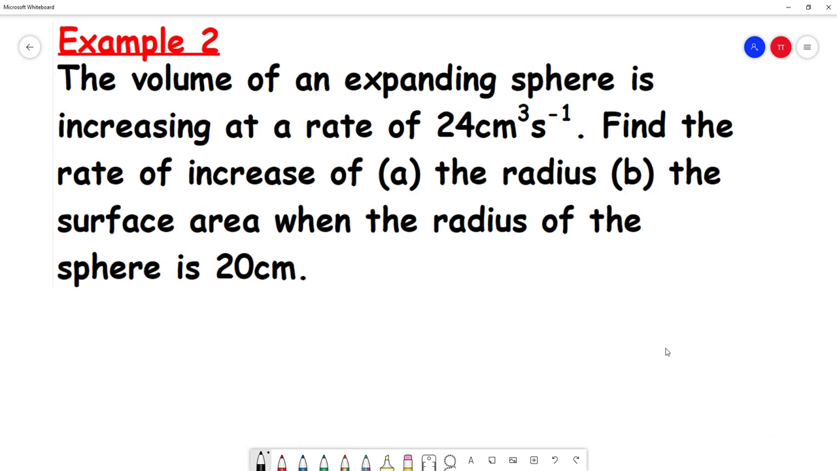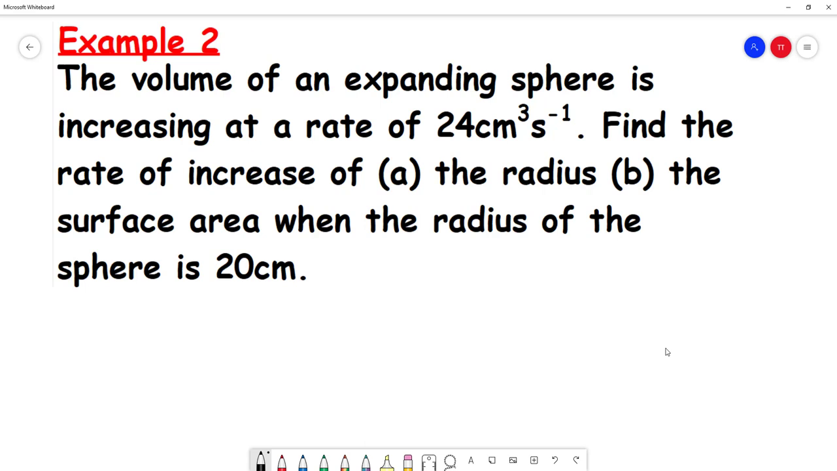Okay, here's another question. You can pause the video, give it a go, and when you're done, I will go through my worked solution. Okay, welcome back. This question says that the volume of an expanding sphere is increasing at the rate of 24 centimeters cubed per second. Find the rate of increase, A for the radius and B for the surface area, when the radius of the sphere is 20 centimeters.